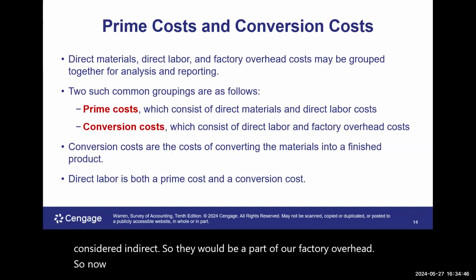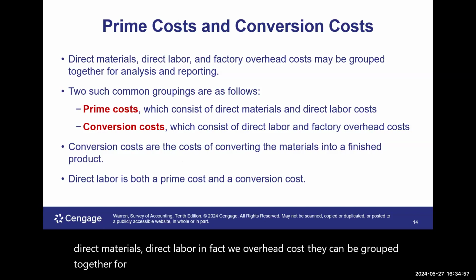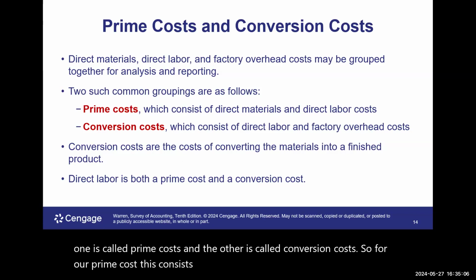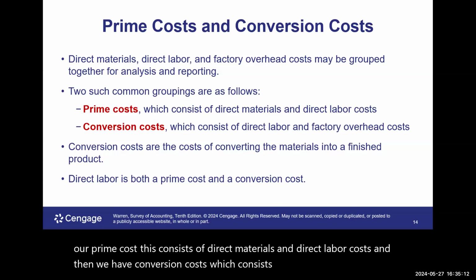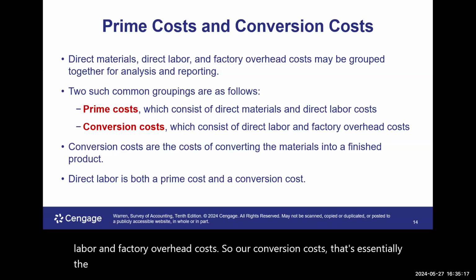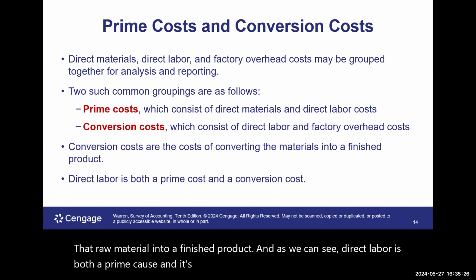So now we have what's called prime costs and conversion costs. Our direct materials, direct labor, and factory overhead costs can be grouped together for analysis and reporting. Two of these common groupings are called prime costs and conversion costs. Prime costs consist of direct materials and direct labor costs. And then we have conversion costs, which consist of direct labor and factory overhead costs. Our conversion cost is essentially the cost of converting the raw material into a finished product. And as we can see, direct labor is both a prime cost and also a conversion cost.